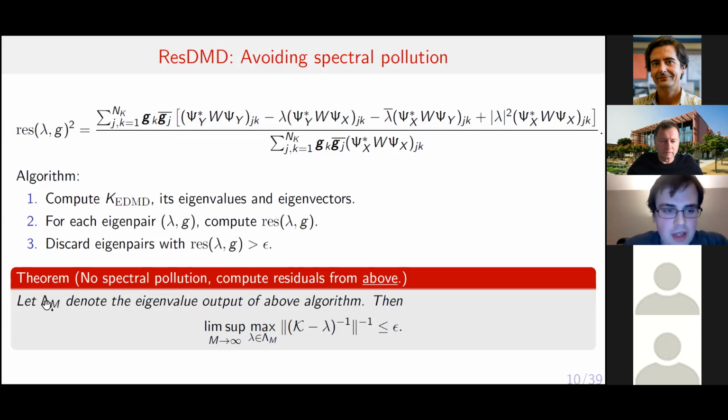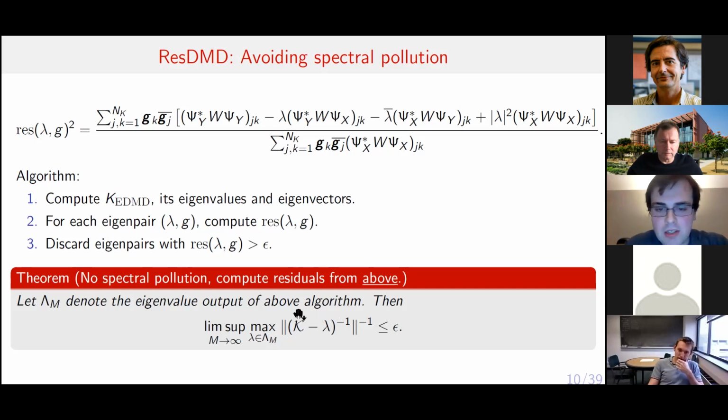Okay, if lambda m is the eigenvalue output of this, then in the limit of large data, the reciprocal of this, this is the resolvent norm, or this shifted inverse, is at most epsilon. So a little bit about this. This tells you how close you are to the spectrum. As you get close to the spectrum, this inverse becomes more and more ill-conditioned, and this resolvent will blow up, so its reciprocal will go to 0. So you can think of this as some type of error bound on how close you are to the spectrum.